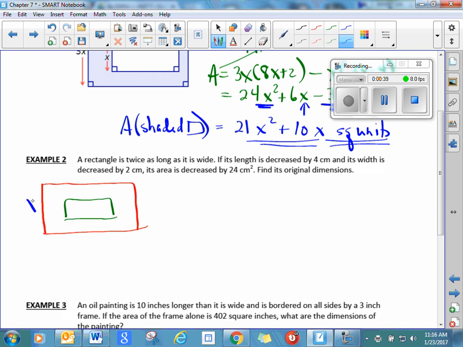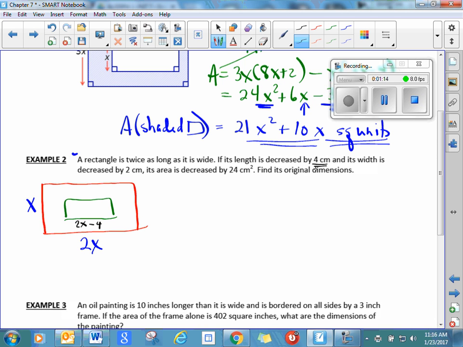So if I let the width, this is the original larger red rectangle, be x, then his length would be 2 times as big, which is 2x. So that's where we're going to start. That takes care of that information. Then it's telling us that the length is getting smaller. So this is my interior rectangle. It says this rectangle, this 2x, is getting smaller by 4 centimeters. So his dimension is now 2x minus 4.